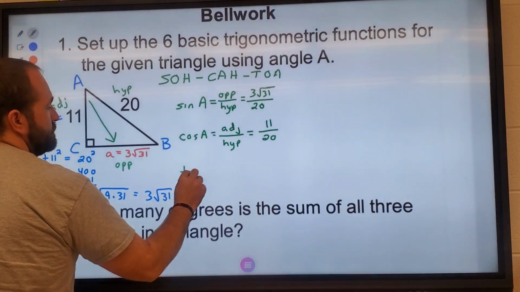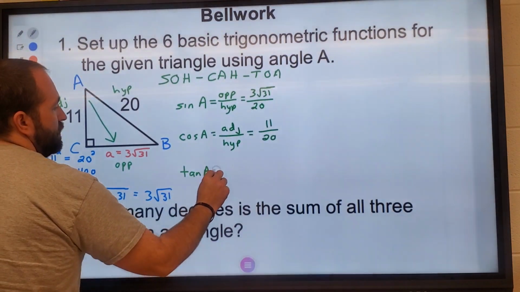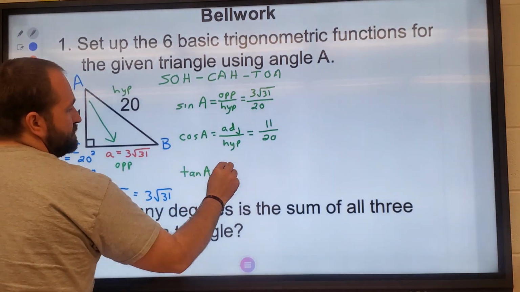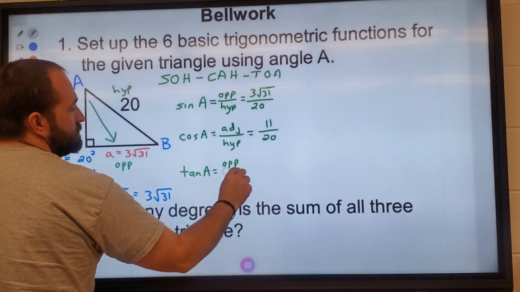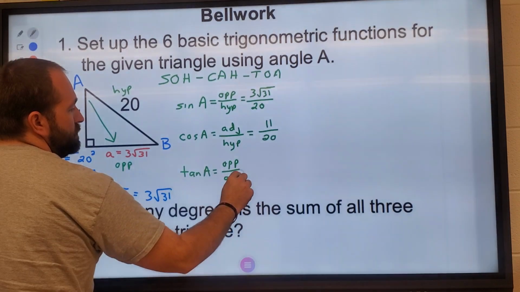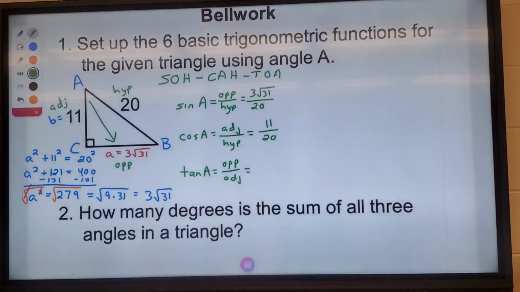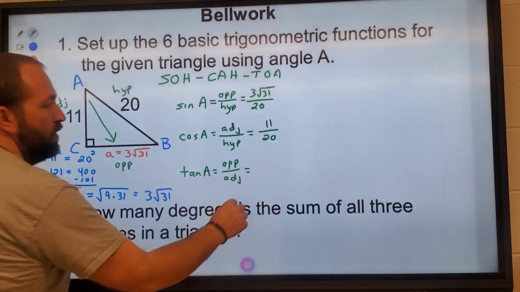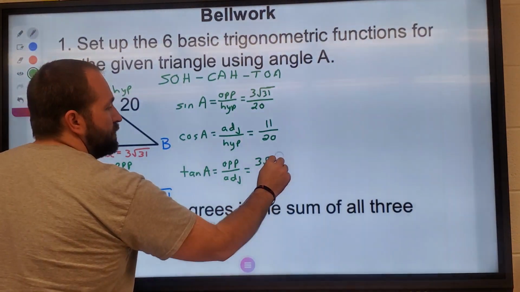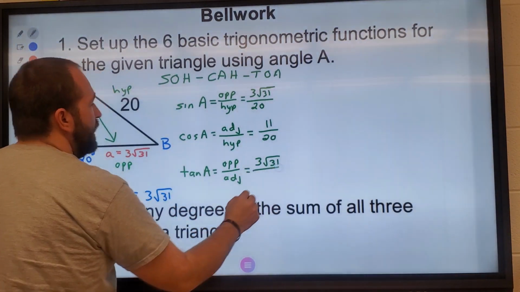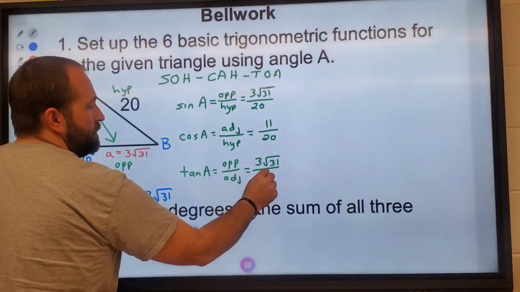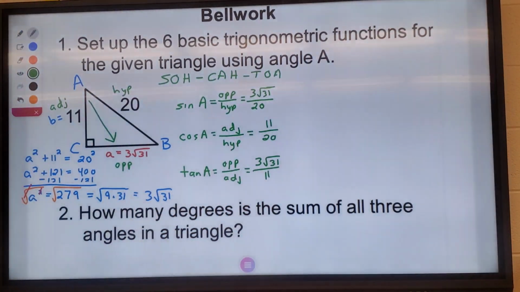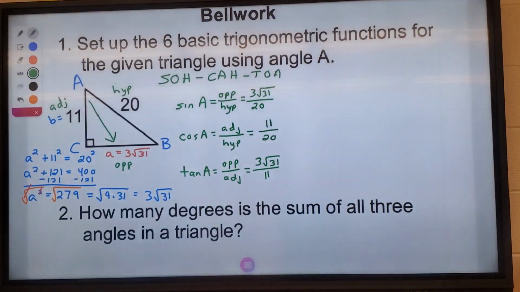Moving down, the tangent of A is the opposite over the adjacent. Opposite again is 3 square root of 31, so we have 3 square root of 31 divided by the adjacent, which is the 11. Again, that square root is not in the denominator, so we don't have to worry about multiplying by the square root. And the 3 over 11 is already in simplest form, so that would be the answer for tangent of A.